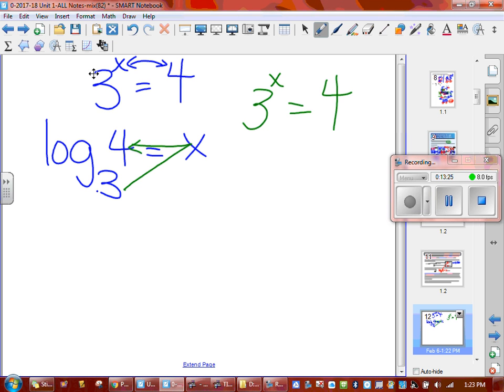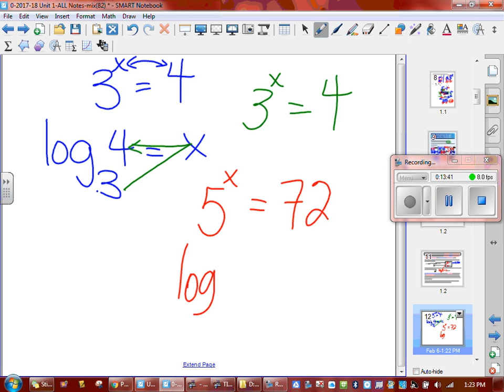If we've got 5 to the x equals 72, what is that going to look like as a log? If I write the word log, what happens? 5 hangs down by the G. It's our base. Now what? These switch. So 72 goes here, equals x. That's the only way we can get x out of the exponent form so that we can solve for it.